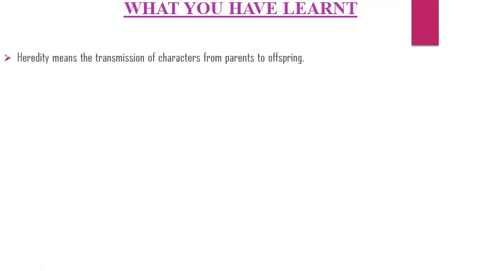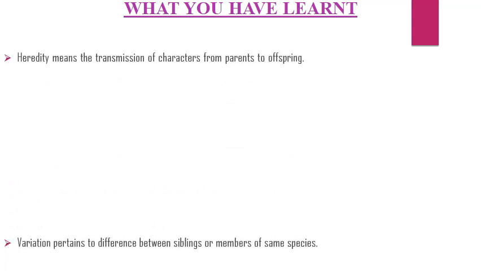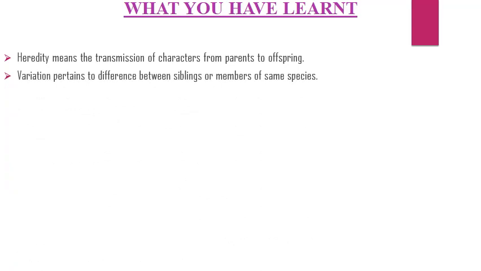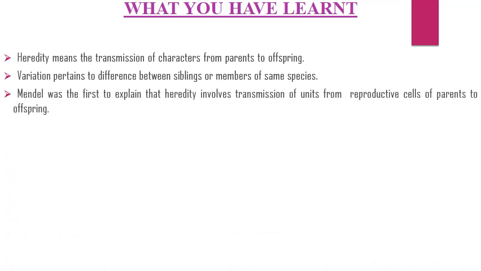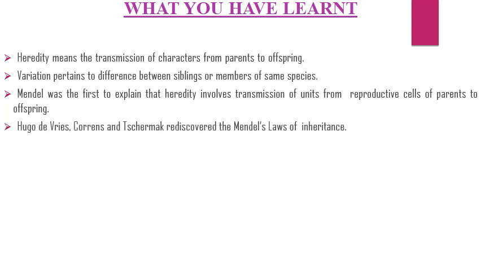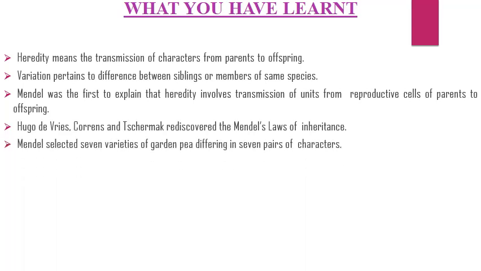What have you learned? Heredity means the transmission of characters from parents to progeny. Variation pertains to differences between siblings or members of the same species. Mendel was the first to explain that heredity involves transmission of units from reproductive cells of parents to offspring. Hugo de Vries, Correns and Tschermak rediscovered Mendel's laws of inheritance.